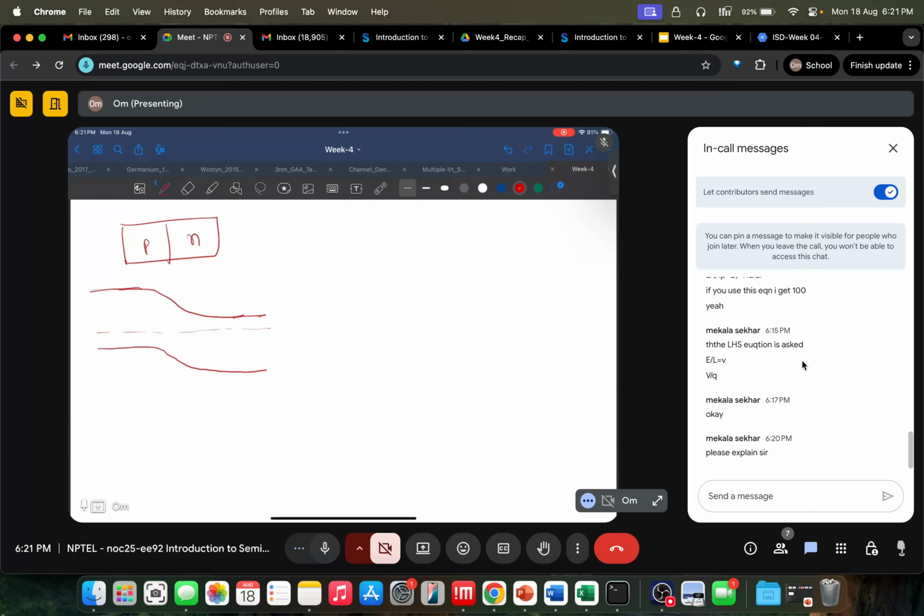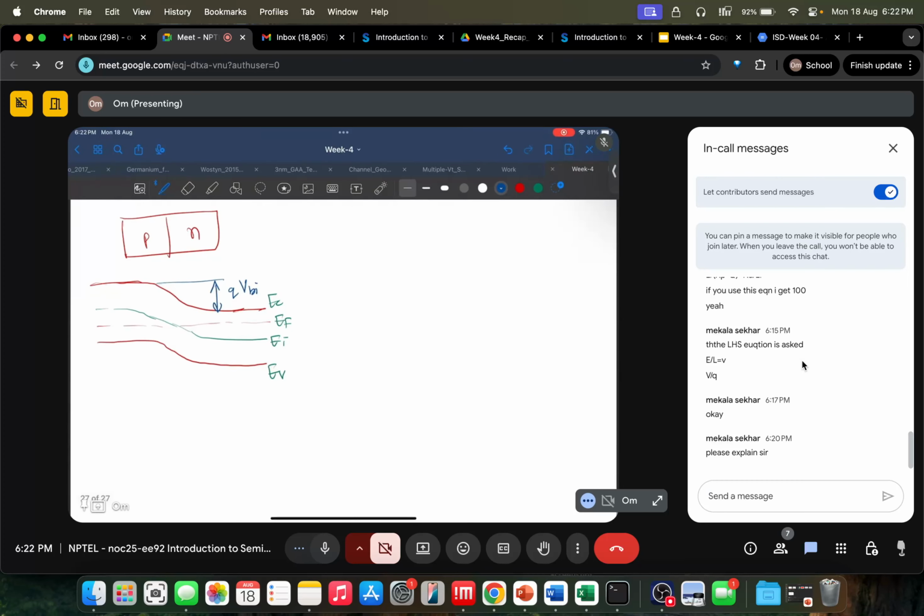This is basic level EF, right? This is EC, EF, EI, and E. So what is VBI? Simply, this difference is 2 times VBI, right? In terms of band diagram, and this we can find like here also, right?